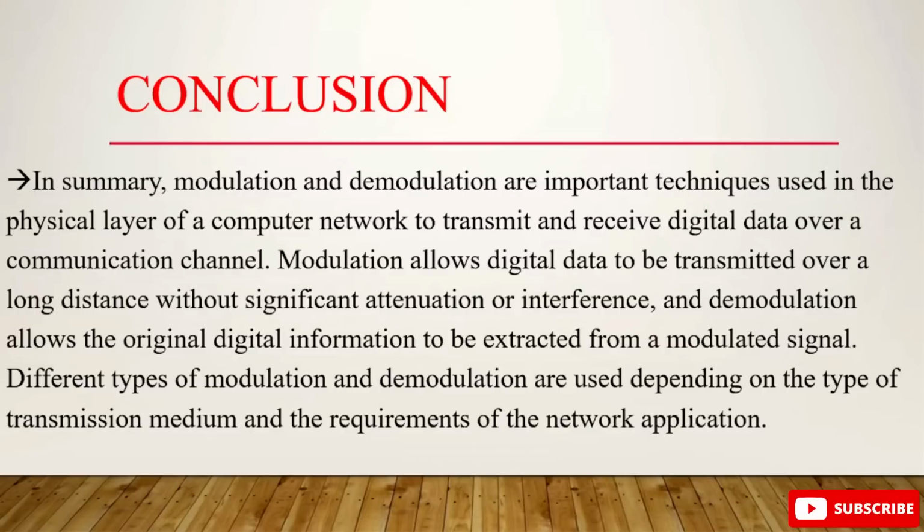In conclusion, in summary, modulation and demodulation are important techniques used in the physical layer of a computer network to transmit and receive digital data over a communication channel. Modulation allows digital data to be transmitted over a long distance without significant attenuation or interference. And demodulation allows the original digital information to be extracted from a modulated signal. Different types of modulation and demodulation are used depending on the type of transmission medium and the requirements of the network application.